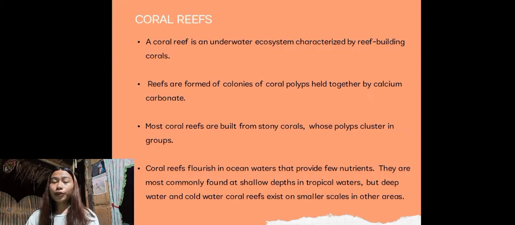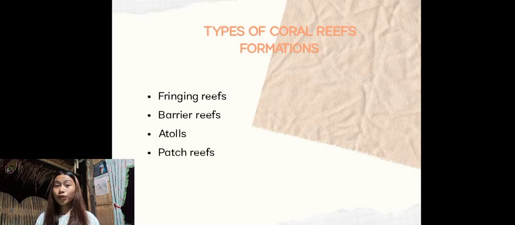So coral reefs protect coastlines from storms and erosion. They also provide jobs for local communities and offer opportunities for recreation. They are also a source of food and new medicines. Over half a billion people depend on reefs for food, income, and protection. So now let us proceed to coral reef formations, which are fringing reefs, barrier reefs, atolls, and patch reefs.